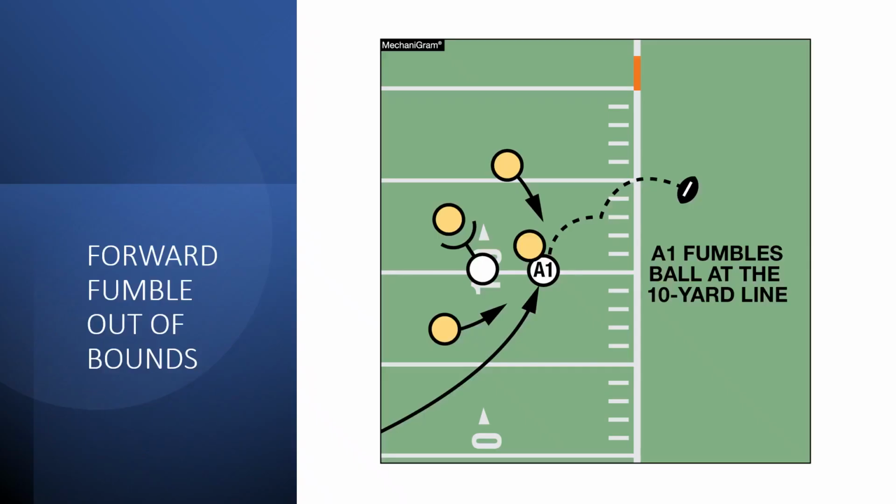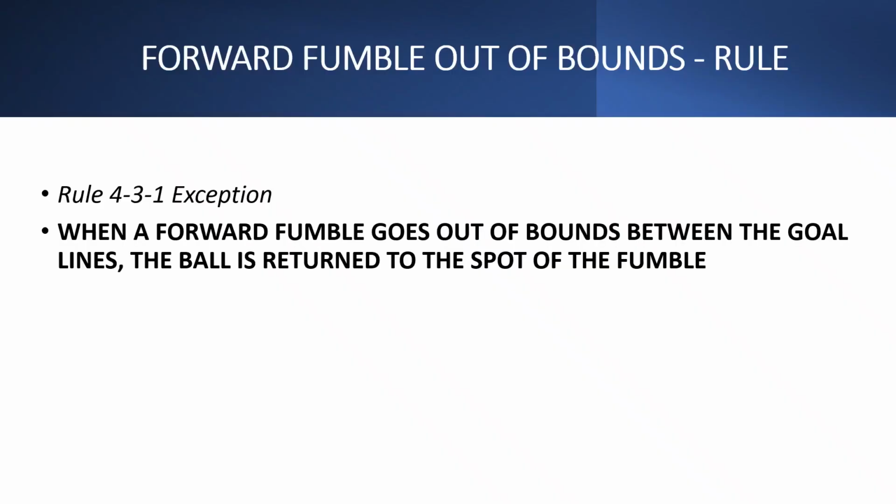For this part of the Rules Clinic, we'll discuss forward fumbles out of bounds. This year, Federation introduced a new rule regarding forward fumbles going out of bounds. Now, the rule is an exception to Rule 431, and it states that when a forward fumble goes out of bounds between the goal lines, the ball is returned to the spot of the fumble. The rule doesn't define any of these terms well, so we'll talk about some of them.